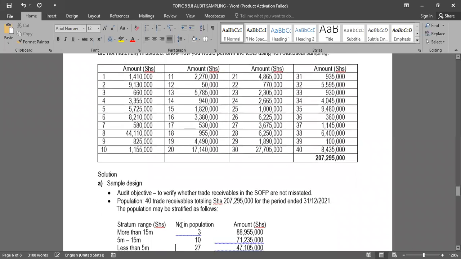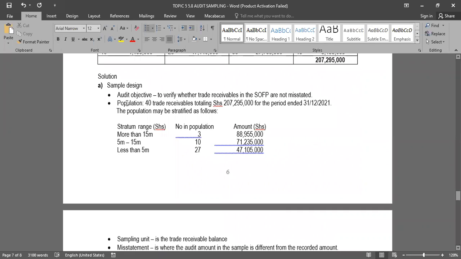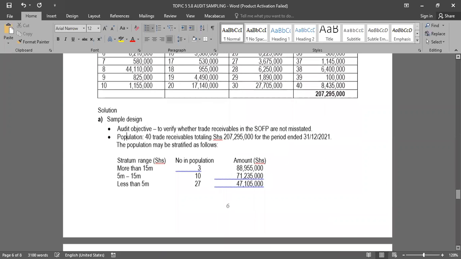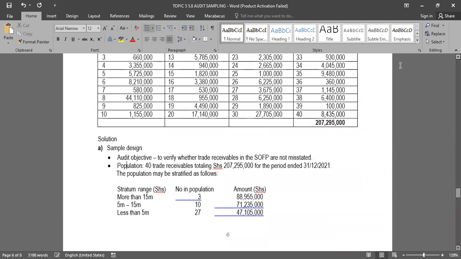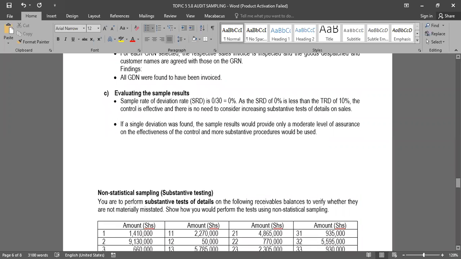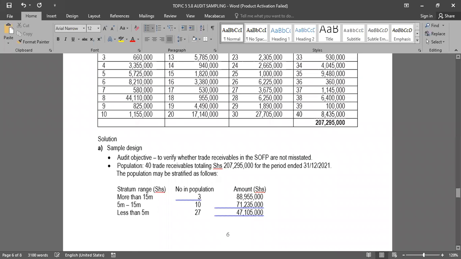Having known that, we come up with the population. This time it was given, unlike the previous one where we were assuming the question ourselves. There are 40 trade receivables totaling this amount for the period ended 31st December 2021. The year wasn't given, but we've assumed it, and it's fine since these are year-end balances. Now, the population may be stratified as follows.